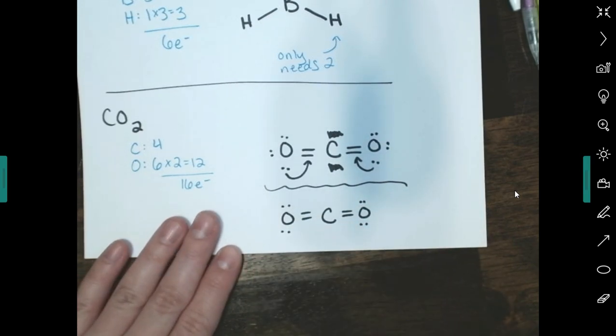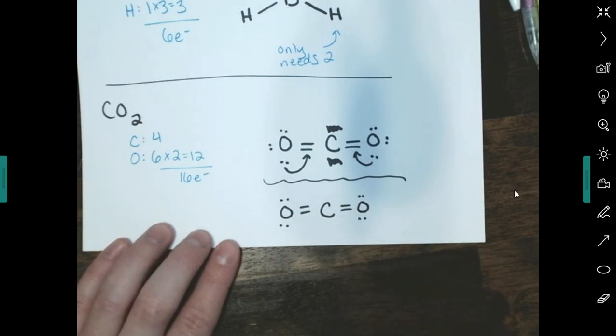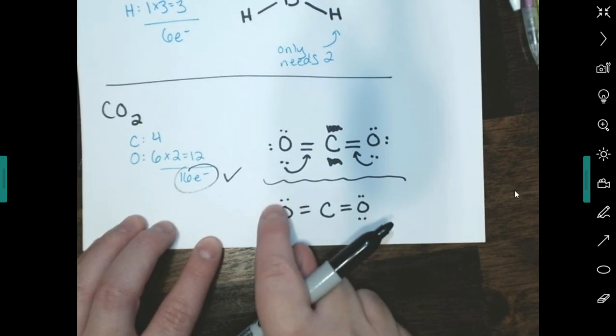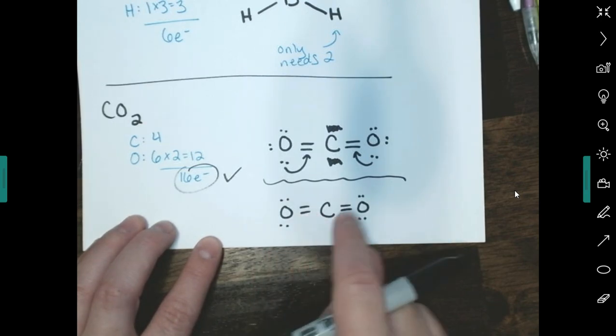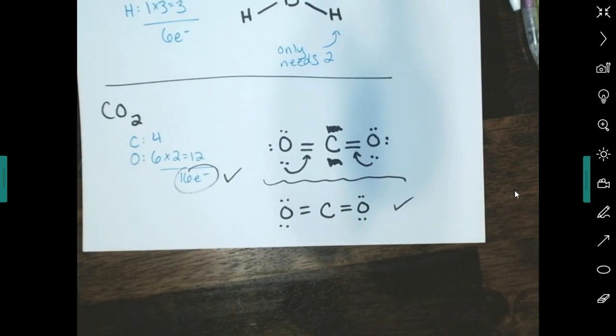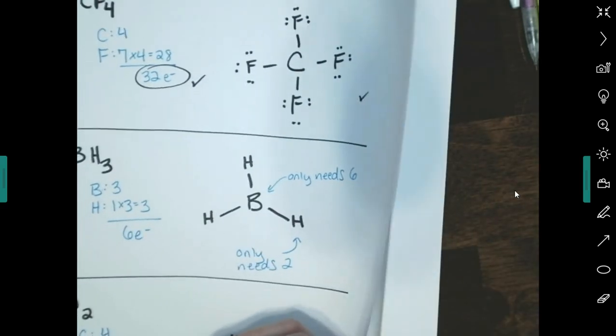Now let's see, did I use 16 electrons? 2, 4, 6, 8, 10, 12, 14, 16. Yes, I used 16 electrons, so that's good. And does everything have an octet? Yes, this has 8 things around it, this has 8 things around it, this has 8 things around it. So we are good. That's when you form double bonds. All right, I've got 2 more examples for you.